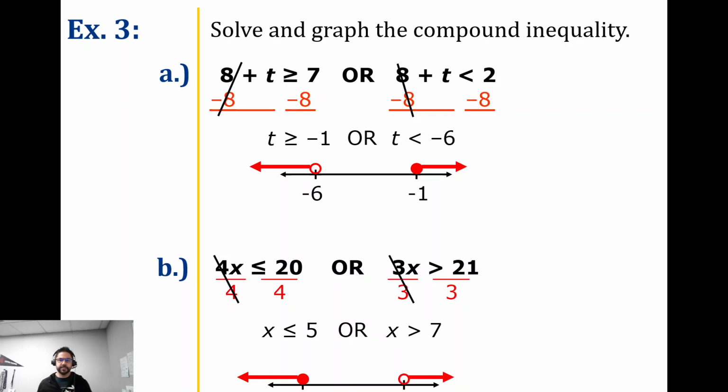Very nice. So again, if we wanted to pick a solution to our compound inequality, it could not contain any numbers in between, so it can't be like a 6. But it can be less than or equal to 5, so maybe like a 4 or even 0. Or it can be greater than 7, like a 10, a 1 million, things like that.